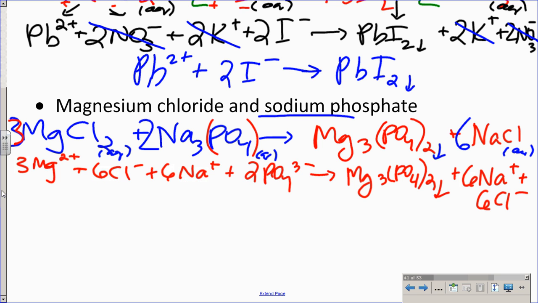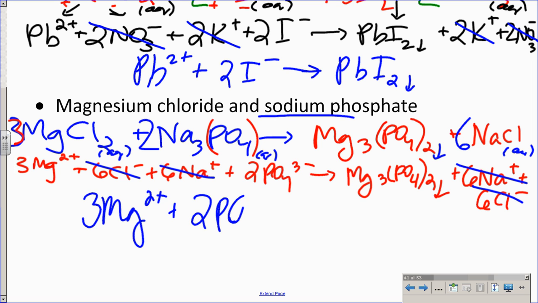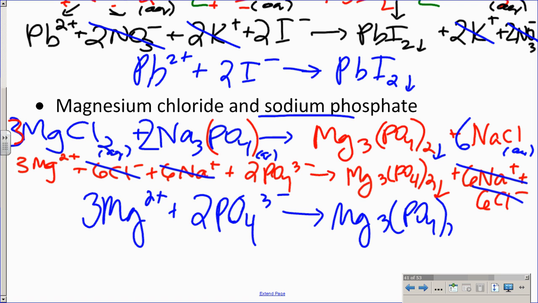Good. So you're starting to see the trend. It's just the stuff that's precipitating. Those are the ions that are playing in the game. Everybody else is a spectator. So chloride and sodium, they go away. The only things left, 3 Mg2+ and 2 phosphates yield magnesium phosphate precipitate. Not so bad, right? I knew you were scared going into this.